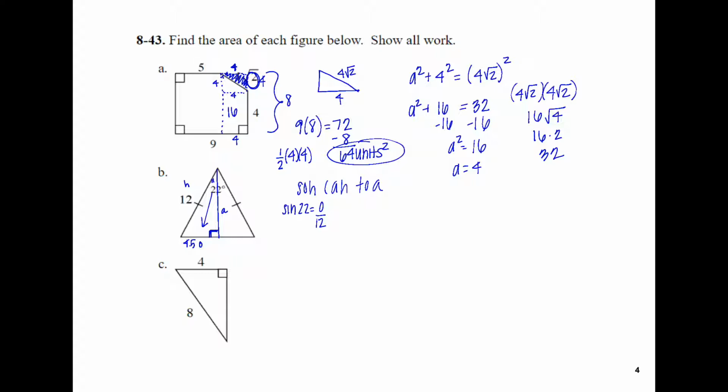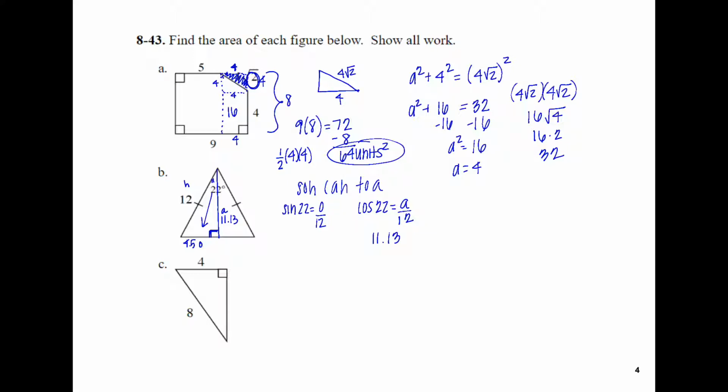We can then use cosine to find the height of our triangle. So the cosine of 22 degrees is equal to our adjacent side over 12. Again, 12 times the cosine of 22 gives us approximately 11.13.